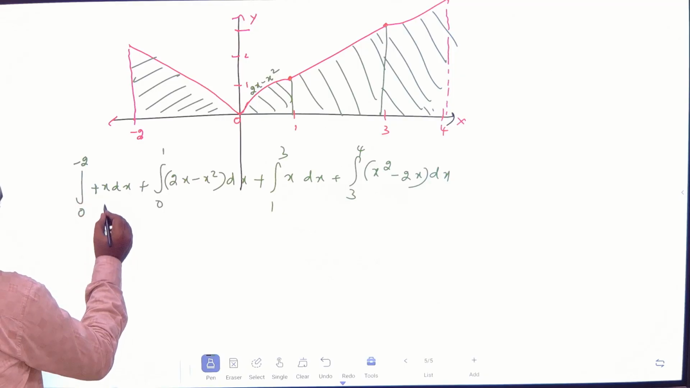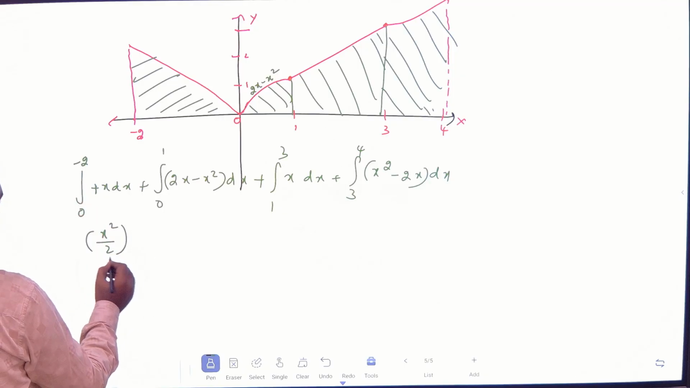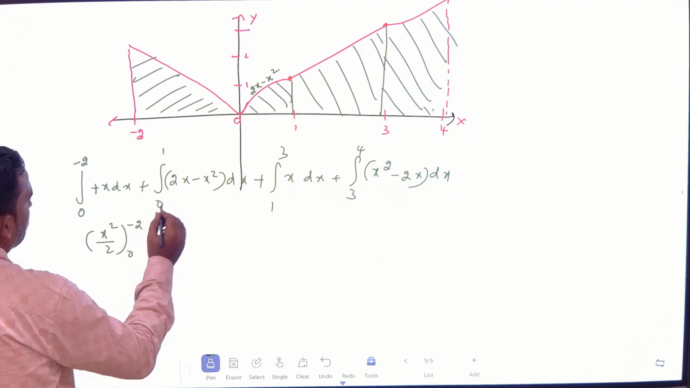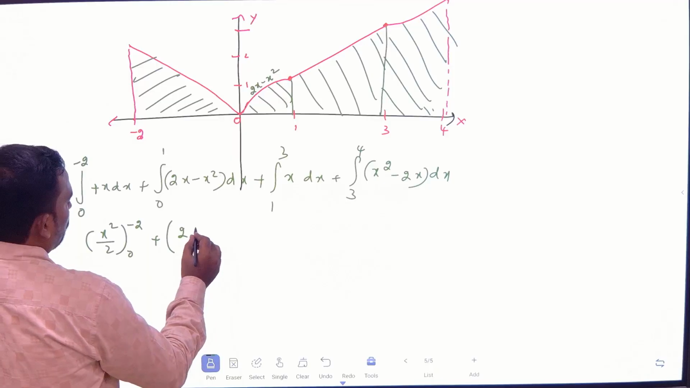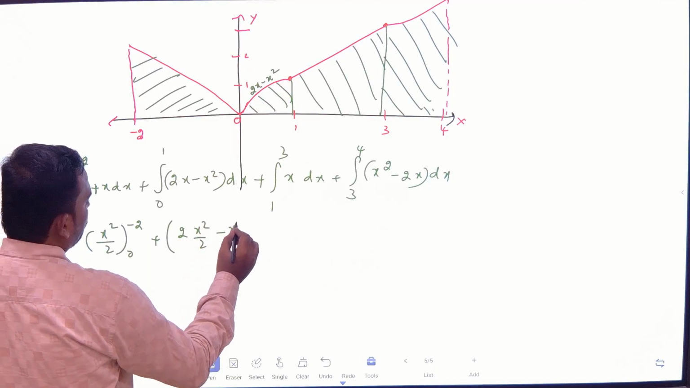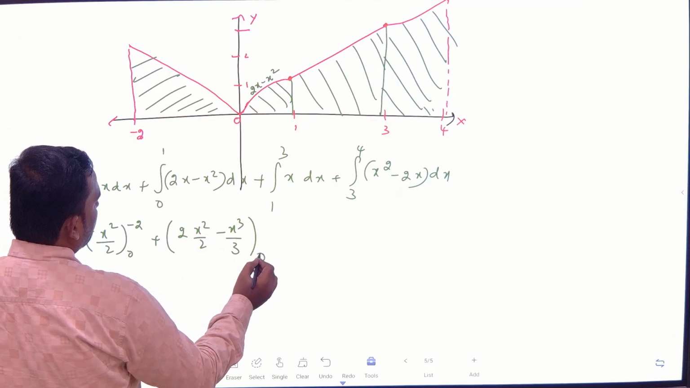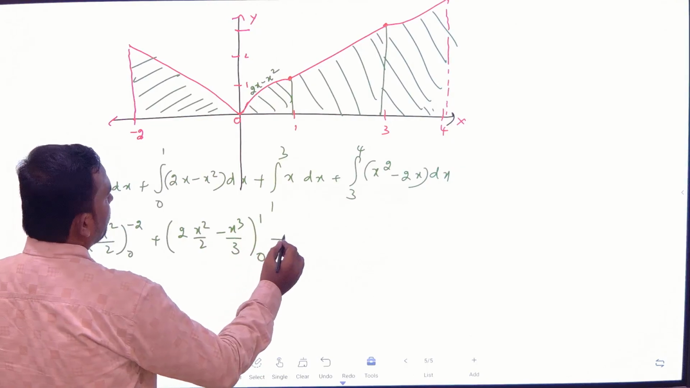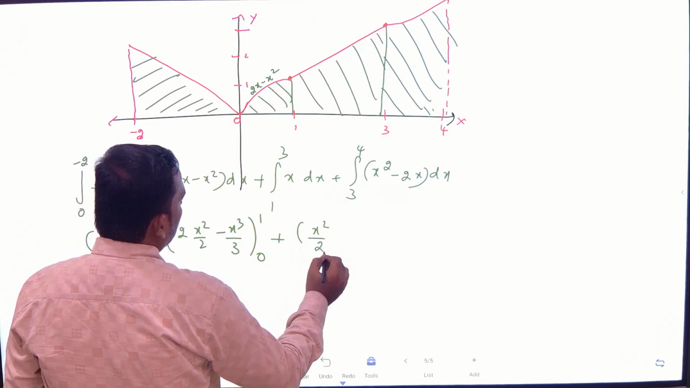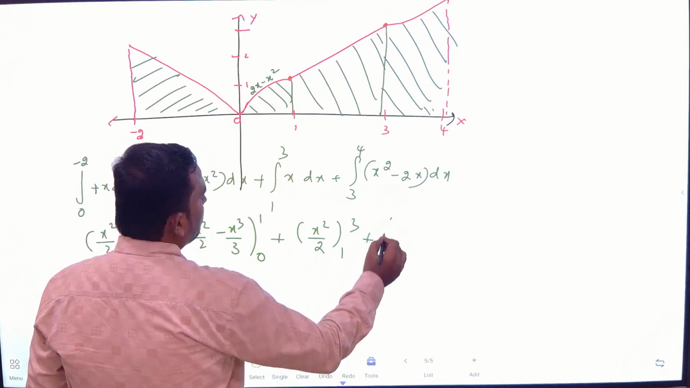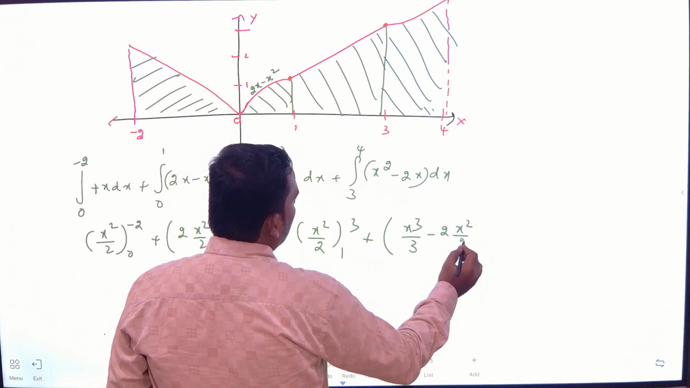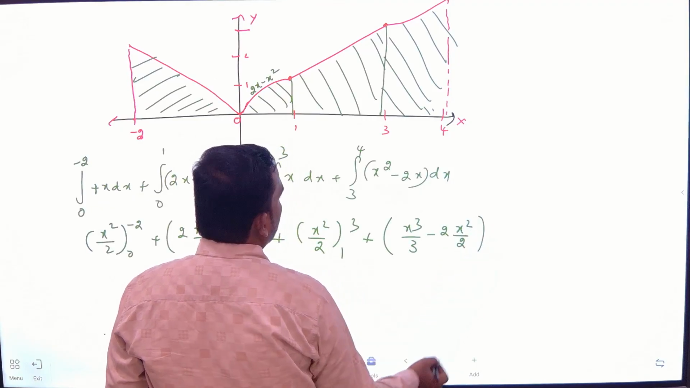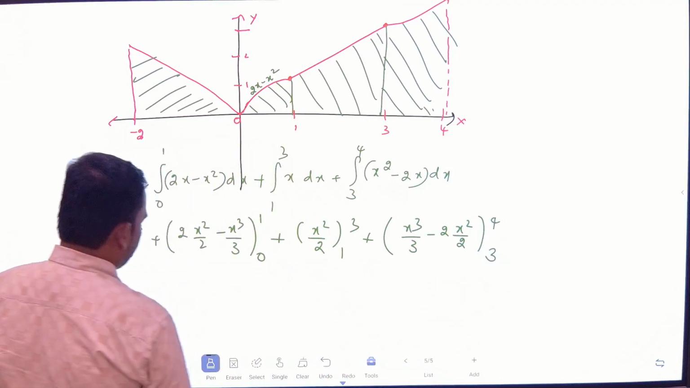Okay, then here directly you can integrate x square by 2, 0 to minus 2, plus here you can integrate directly 2x into dx, which is x square by 2 minus x cube by 3, upper limit, lower limit you can apply, plus this is x square by 2, 1 to 3, here is x cube by 3 minus 2 into x square by 2. Clear? 3 to 4 you can do.